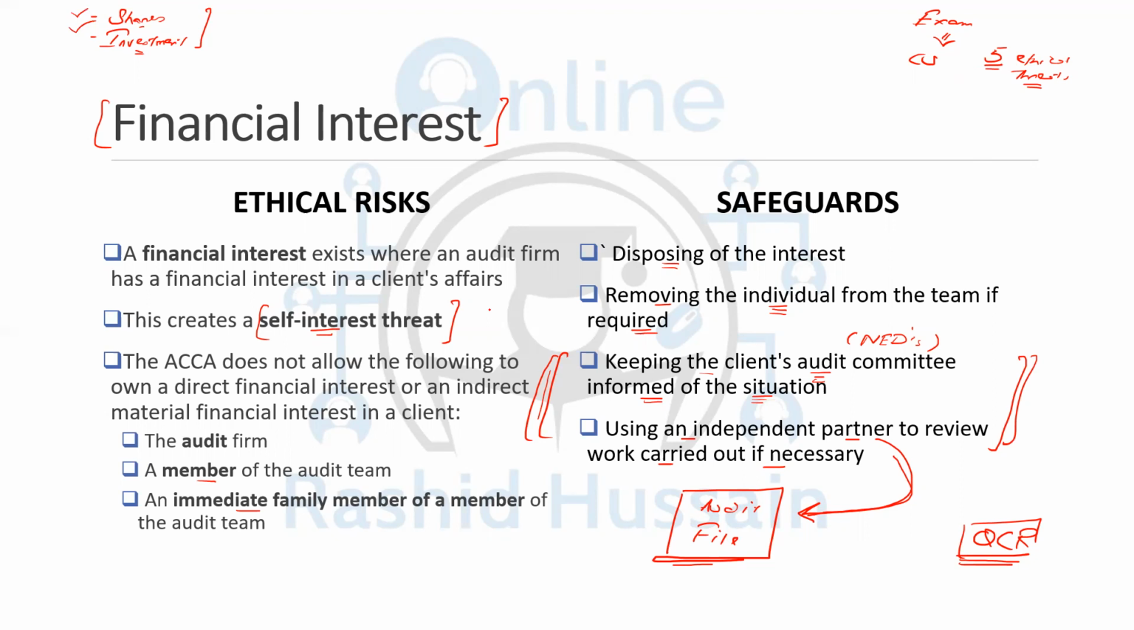Now, this is something very important: how it is a self-interest threat. It is a self-interest threat because, for example, you are an audit manager, you have shares in an audit client, and let's assume you see that their financials are manipulated. Basically, they are in a loss and they have shown a profit.